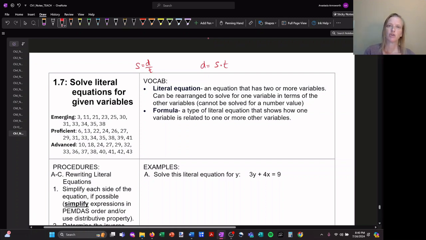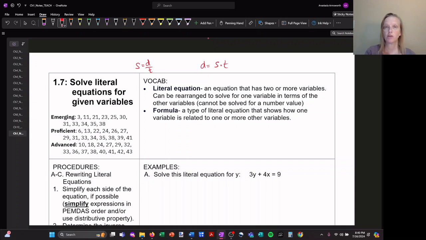Being able to rearrange an equation like that on your own is an extremely important skill in algebra. And that's what we're going to learn in this section. We're going to learn how to rearrange literal equations to solve for one variable in terms of other variables.